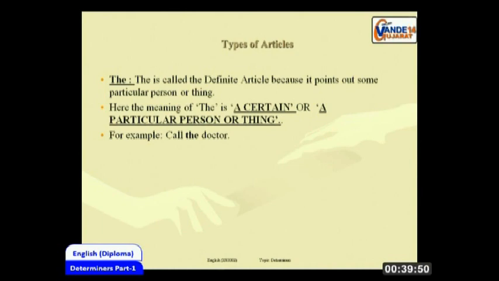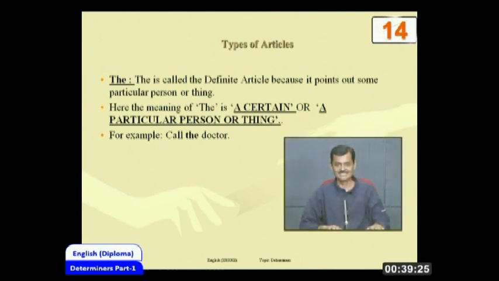Next, article the. The is called the definite article because it points out some particular person or thing. Here the word definite is important because when you use the word the before any noun, it specifies it. It makes it certain, unlike A or AN. Here the meaning of the is a certain or a particular person or thing.